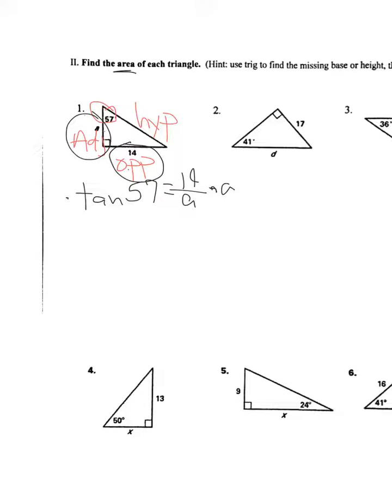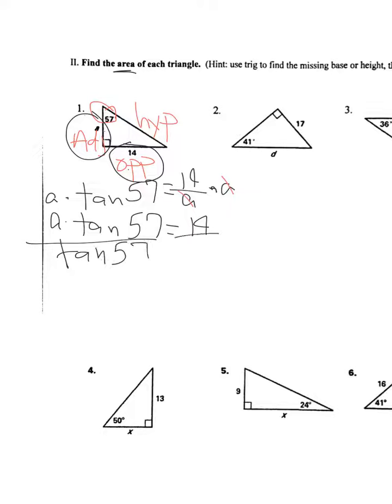Okay, variable in the bottom, so simple two steps. Multiply by A to both sides. Okay, those A's cancel on that side. Over here, for a second, you have A times tangent 57 equals 14. Then, just like any algebra problem, if you're looking for A, divide by what you're multiplying the variable by. So I'm going to divide by tangent 57 to both sides. I'll use the other color. That'll cancel that. You're left with A equals 14 over tangent 57.